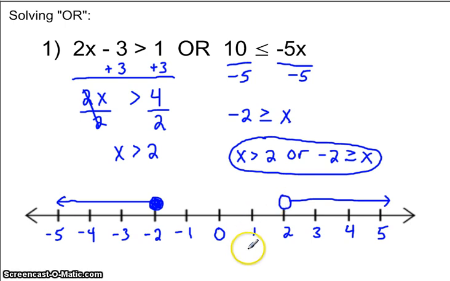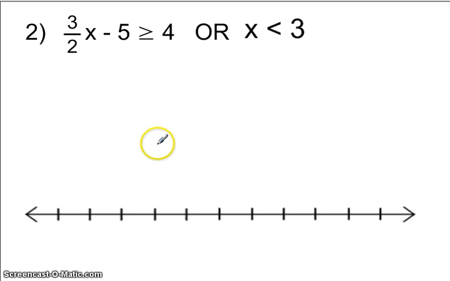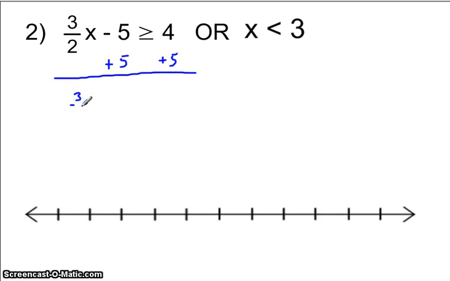Alright, one more example. 3 halves x minus 5 is greater than 4, or x is less than 3. Alright, so let's solve this. I'm going to add 5 to both sides. It's just like 2 separate problems into one. So we got 3 halves x is greater than or equal to 4 plus 5 is 9.